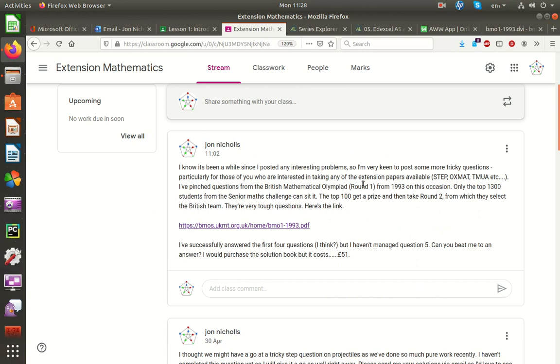Remember, if you are going to be doing any extension material, you want to start looking at it this summer. This summer, that's the time to look at it. Lots of other people will if they're applying to go and do maths at top unis.